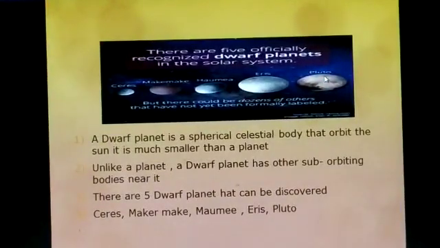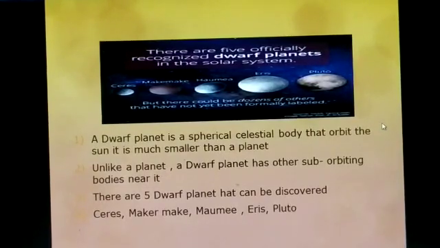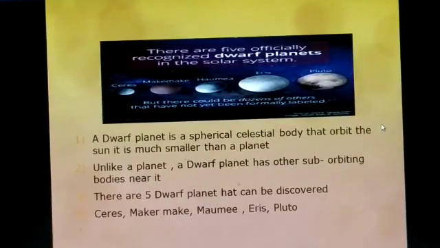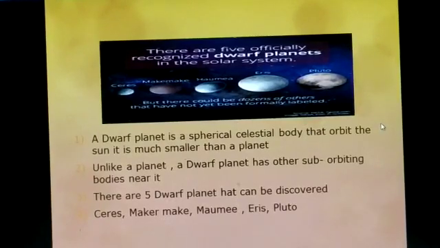Now let us know about the dwarf planet. A dwarf planet is a spherical celestial body that orbits the sun. It is much smaller than a planet. That's why Pluto came under the category of dwarf planet. Unlike a planet, a dwarf planet has other sub-orbiting bodies near it. There are 5 dwarf planets that have been discovered, among them Ceres, Haumea, Makemake, Eris, and Pluto. These are the dwarf planets.